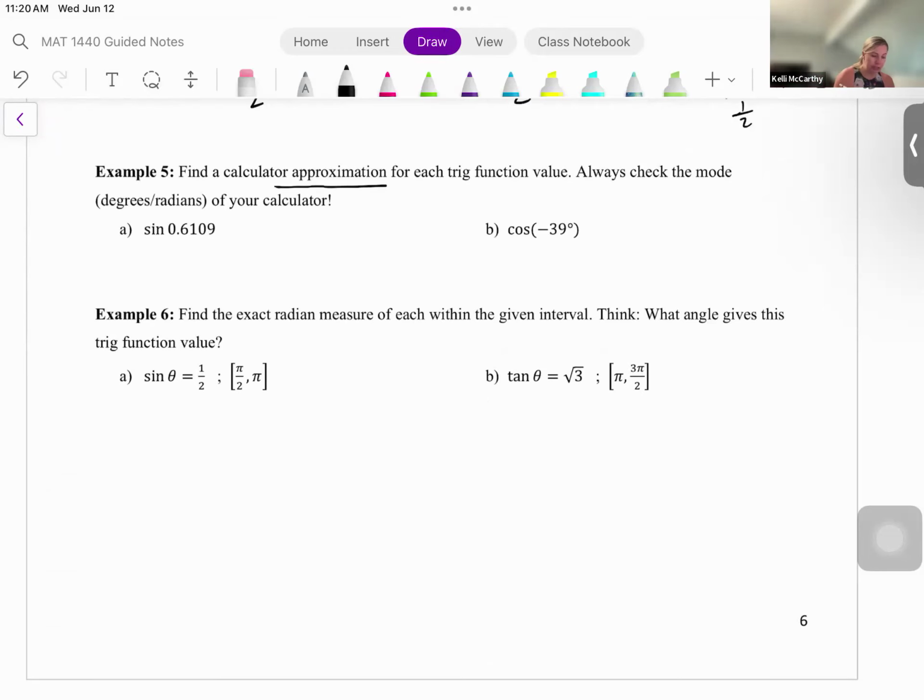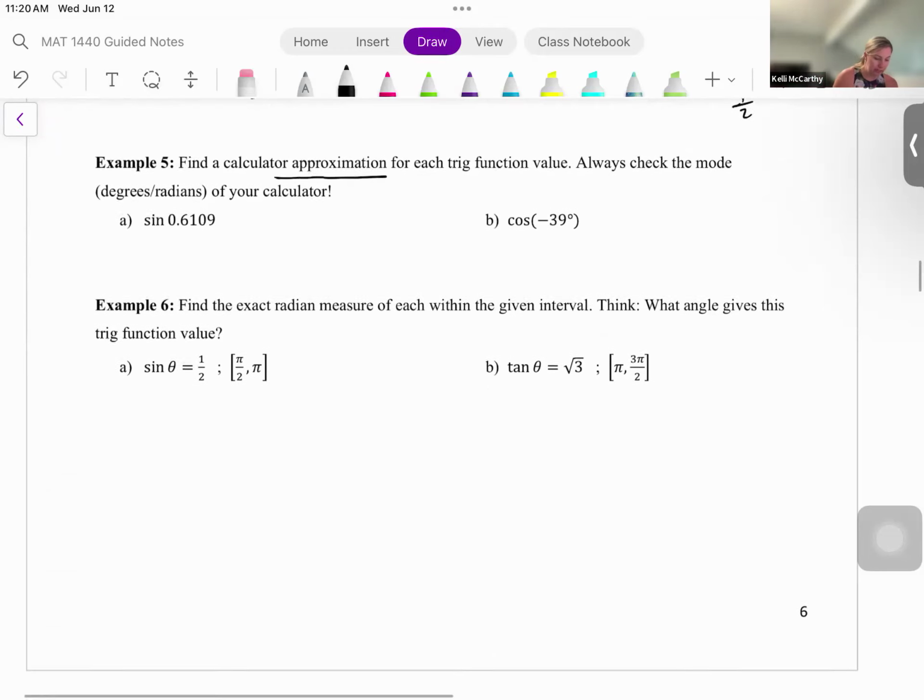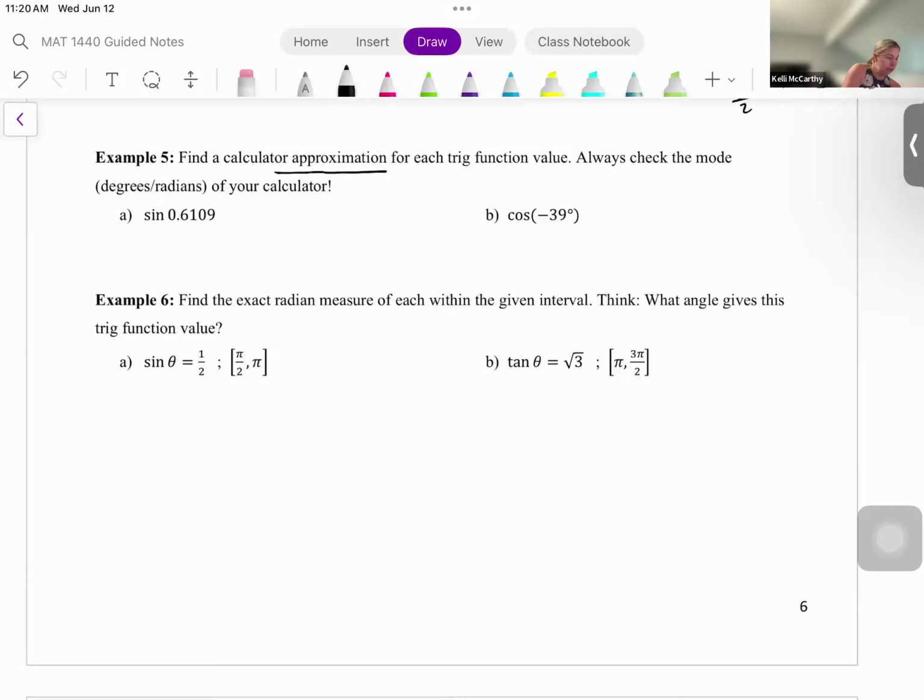So if I use my calculator to evaluate sine of 0.6109, we're going to round this to 4 decimal places. This becomes 0.5736.